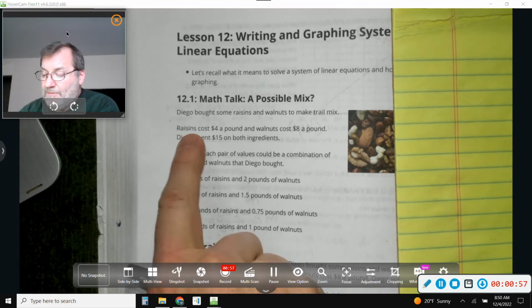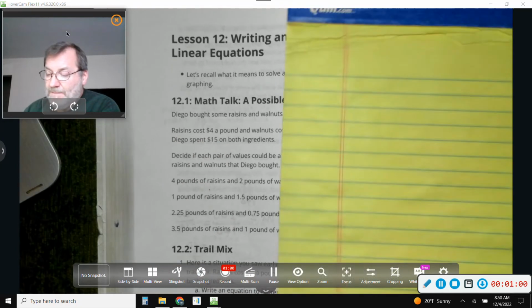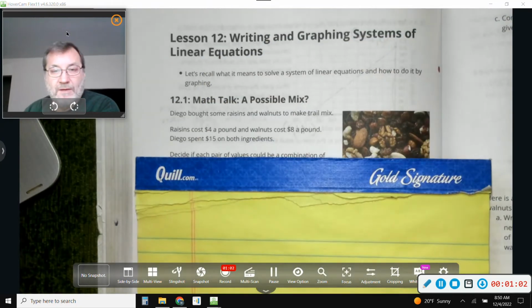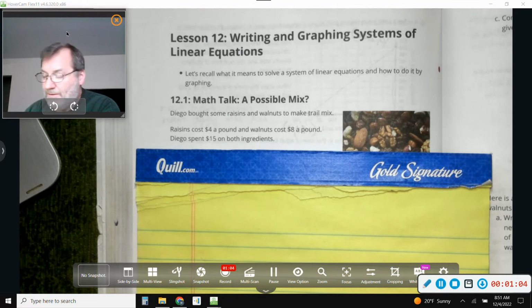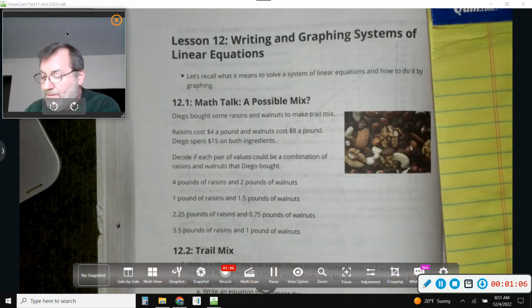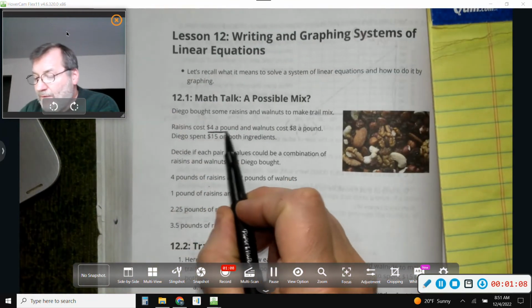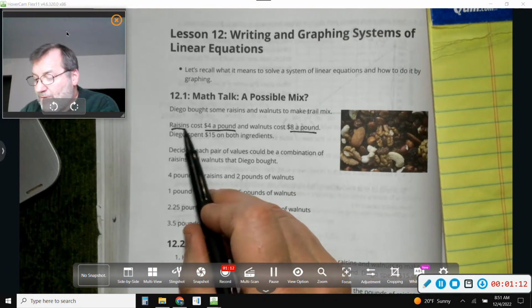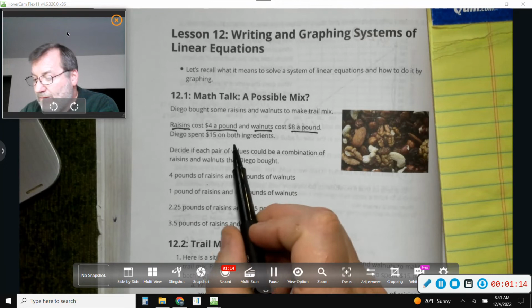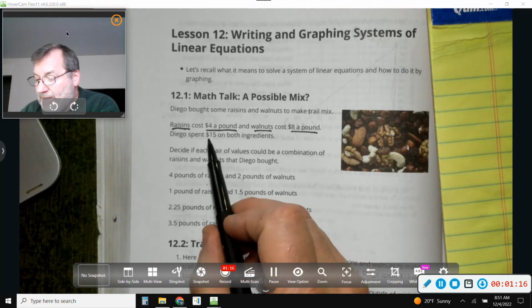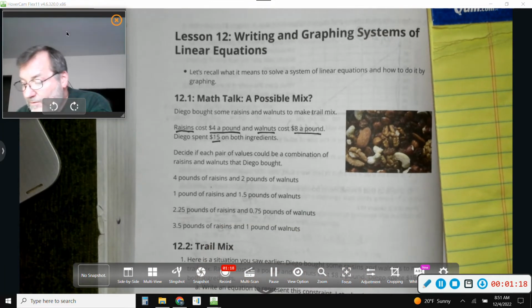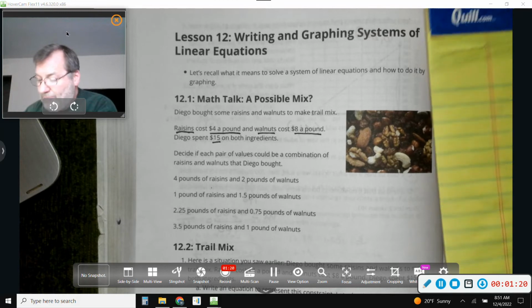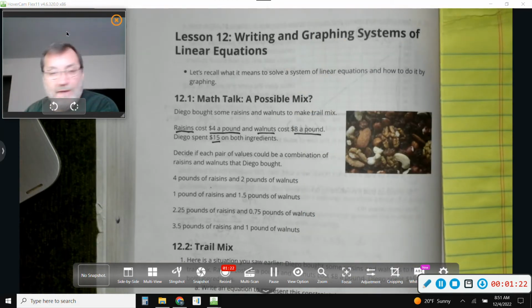Now, it says the raisin costs $4 a pound, so try to do this one by yourself before I get done with this. So they're telling me that raisins are $4 a pound, walnuts are $8 a pound, and he spent $15 in total. And so we can go through this and figure out what we've got for an example.